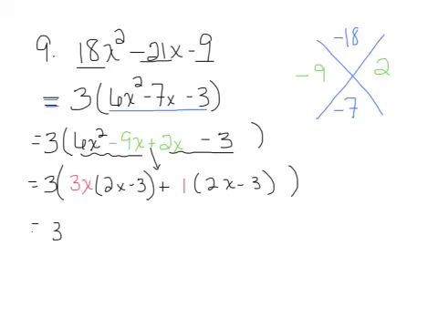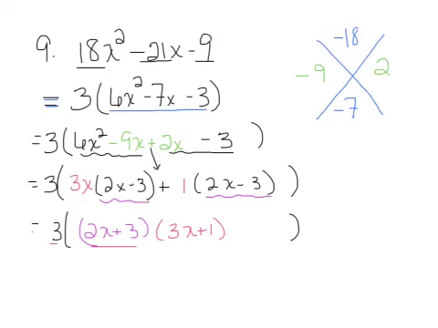So I still have the 3 out here in the front, and I'm looking in here, and I say, okay, what they have in common is the 2x minus 3. So I will pull that out to the front, and what is left is the 3x plus 1. Once everything is being multiplied, the 3 is being multiplied by the factor 2x minus 3 and by the factor 3x plus 1. I don't need that extra set of parentheses anymore, so I can drop those if I want. And I'm left with this as my final answer.